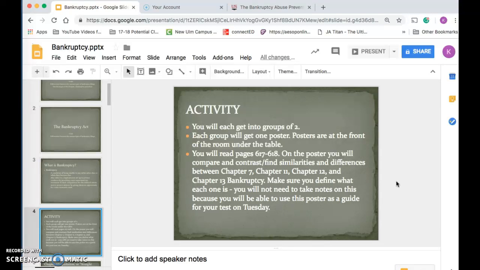Then on the poster, you are going to compare and contrast and find similarities and differences between Chapter 7, Chapter 11, Chapter 12, and Chapter 13 bankruptcy. You'll find all that information in the packet. Make sure that you define what each one of those is. You do not need to take notes on this piece because you're going to be able to use the poster as a guide for your test on Tuesday. So make sure everything you want is on that poster so you don't have to double up and take notes and do the poster.